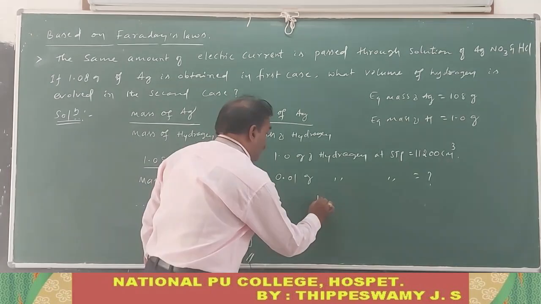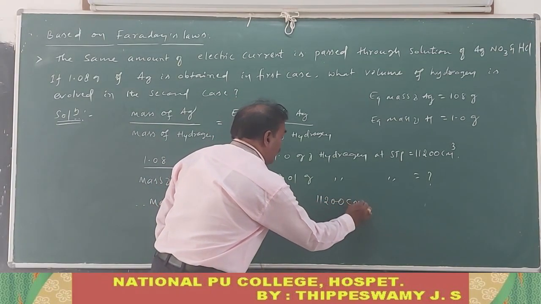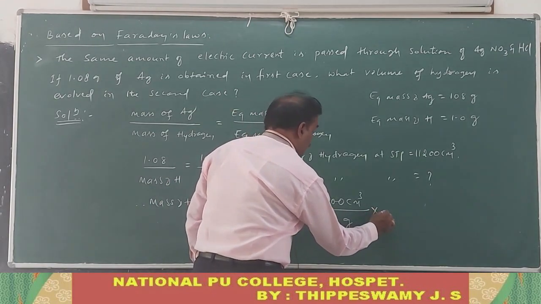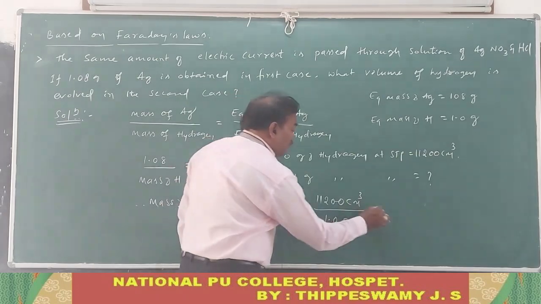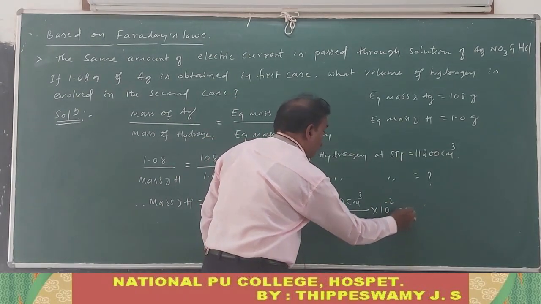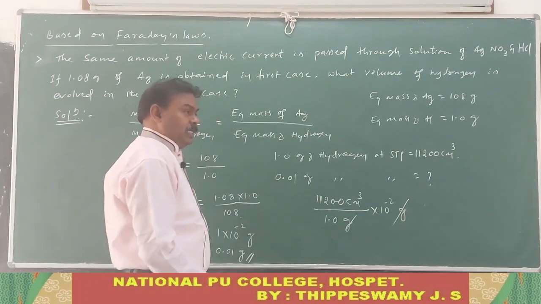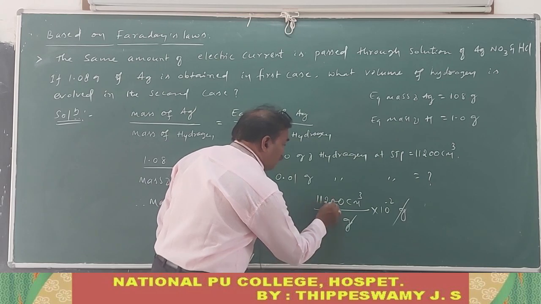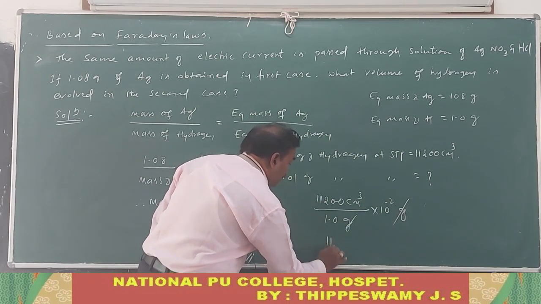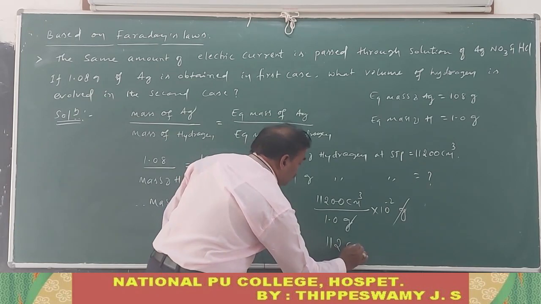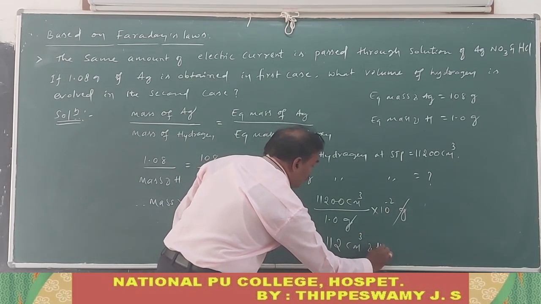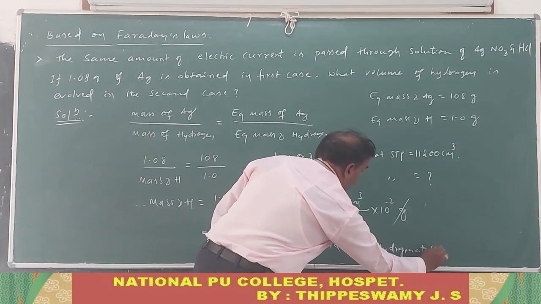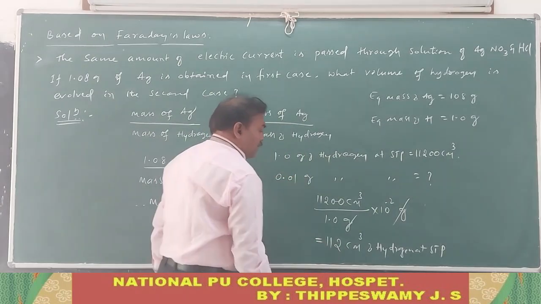So now we can write 11,200 cm cube divided by 1.0 gram into 0.01, which can be written as 10 to the power minus 2 gram only. So gram and gram get cancelled. Following all of you. This can be written as 11,200 into 10 to the power minus 2, which is equal to 112 cm cube of hydrogen at STP. So this is our answer.